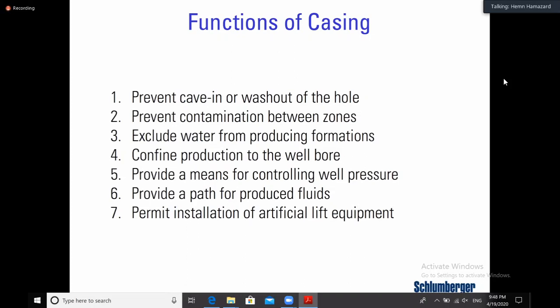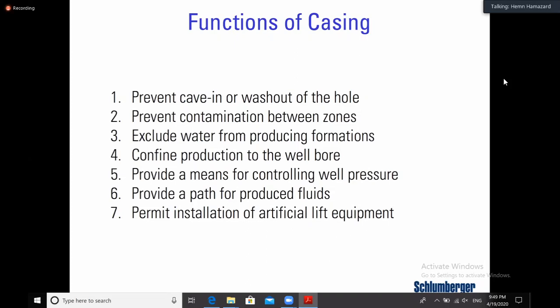The hole doesn't last forever like that. It will collapse if you don't set a casing to support it. So prevent the cave-in or washouts of the hole. Like I said, for example, if you're drilling, your bit is 8.5, your hole is supposed to be an 8.5 hole, but because of improper mud or because of natural fractured formation or whatsoever, the hole collapses.